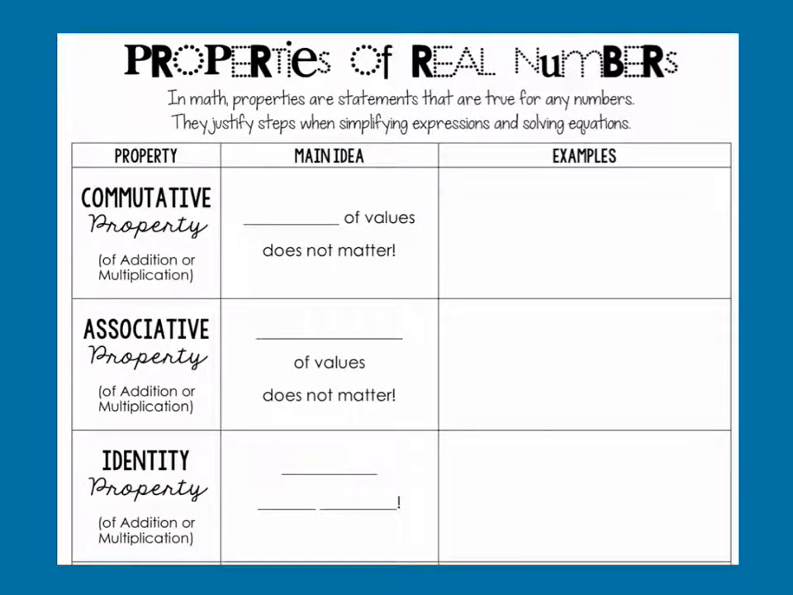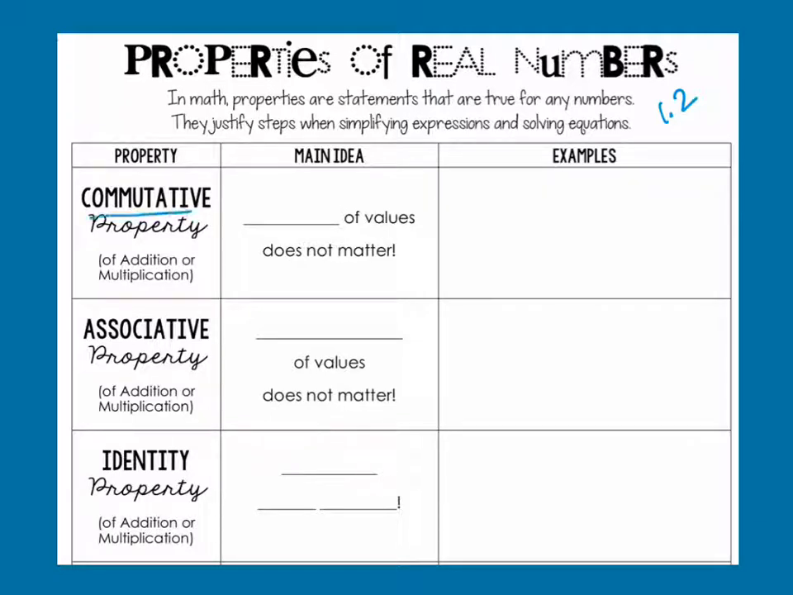Okay, this is lesson 1.2 from your notes, and we're going to be talking about the properties now. We talked about the real numbers, and now let's talk about the properties of all real numbers. So we'll talk about the name and then some values and the main idea. So first property we're going to talk about is the commutative property.